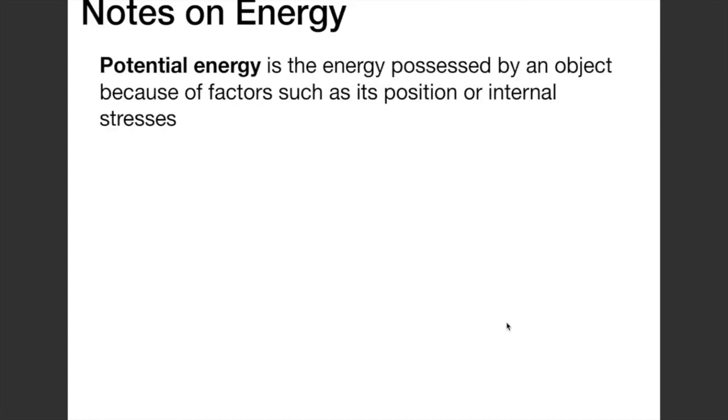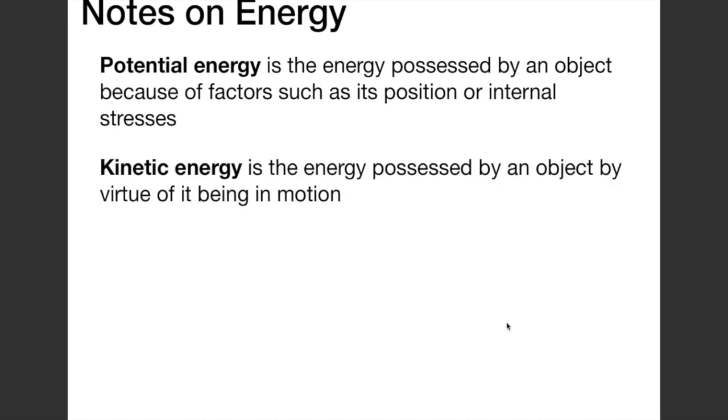Potential energy is the energy that's possessed by an object because of factors such as internal stresses or its position in space. So, for example, a ball that's up on the top of the hill has more potential energy than a ball that would be on the bottom of a hill. Kinetic energy is the energy that an object has simply by virtue of it being in motion.